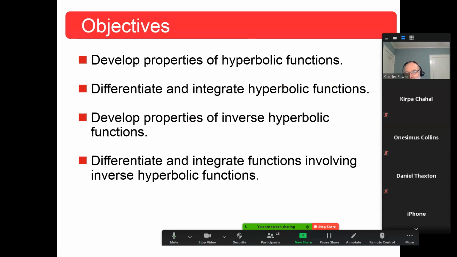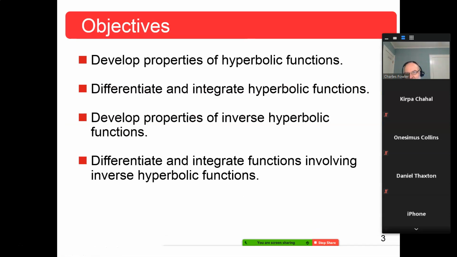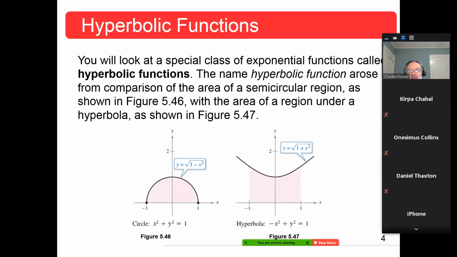There it is. The objective of this section, which you're not going to do very strenuously: develop the properties of hyperbolic functions, and they do have some. Differentiate and integrate hyperbolic functions, which you can do. Develop properties of inverse hyperbolic functions, which really gets to be sort of a pain. And then differentiate and integrate functions involving inverse hyperbolic functions. Okay, so let's move on.